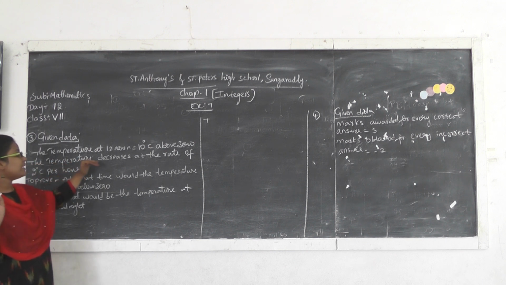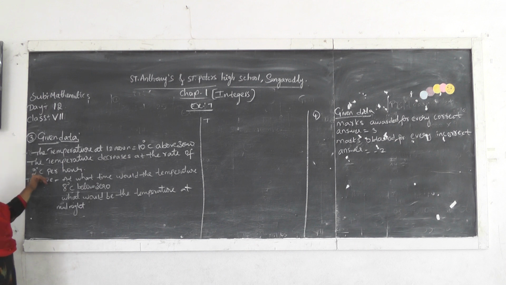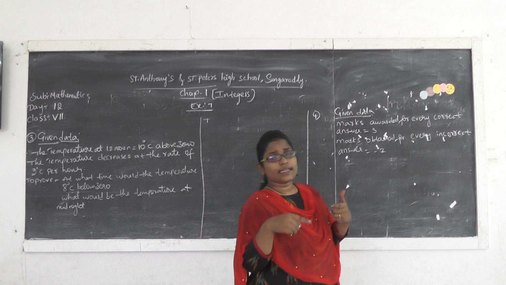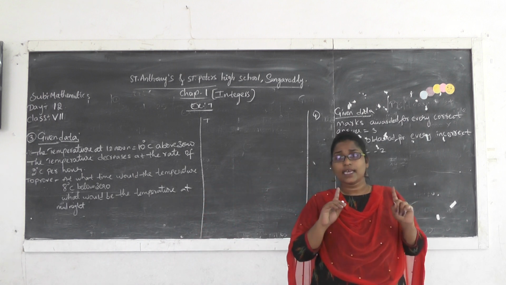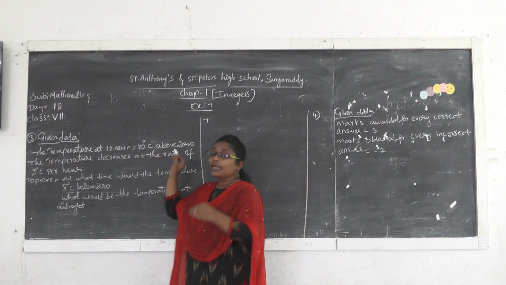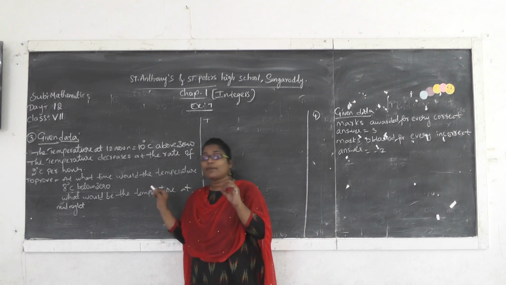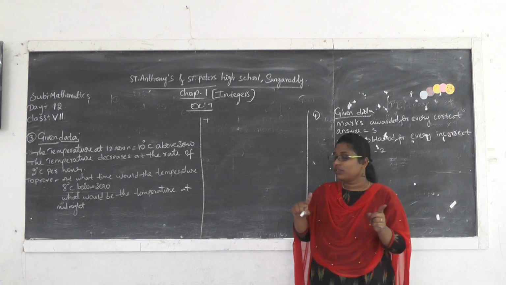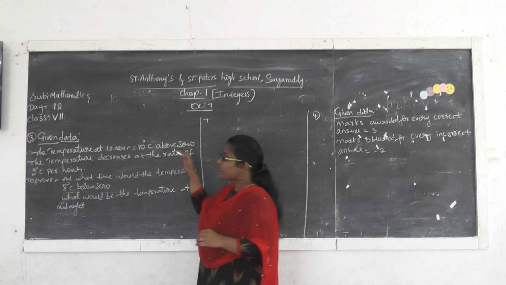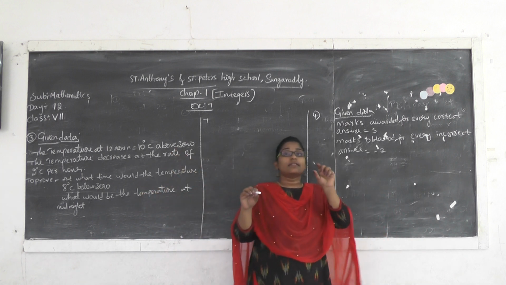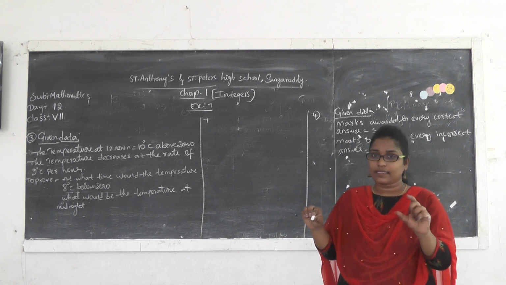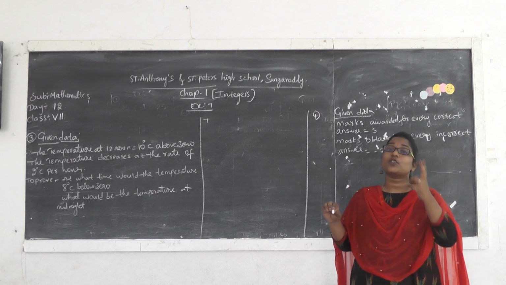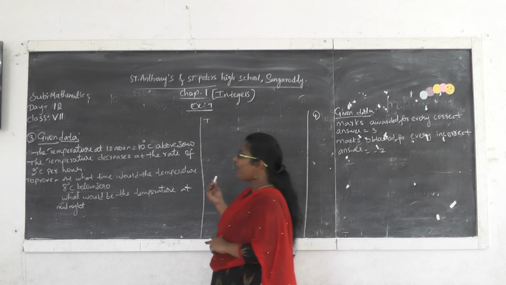Next, the temperature decreases at the rate of 2 degrees Celsius per hour. So the temperature keeps decreasing every hour by 2 degrees Celsius. What is the temperature at 12 noon? 10 degrees Celsius. Per every hour, how much does the temperature decrease? 2 degrees Celsius. This type of question was also solved in exercise 4. So this is the given data. The temperature at 12 noon is 10 degrees Celsius, and every hour the temperature is reducing by 2 degrees Celsius. Now what do we have to find?